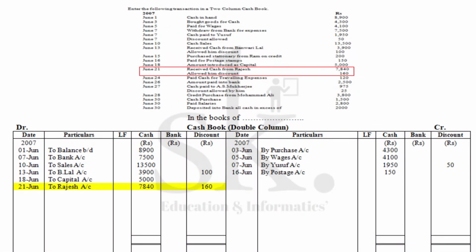June 21st, received cash from Rajesh 7,840 and allowed him discount rupees 160. So we have received this cash from Rajesh.